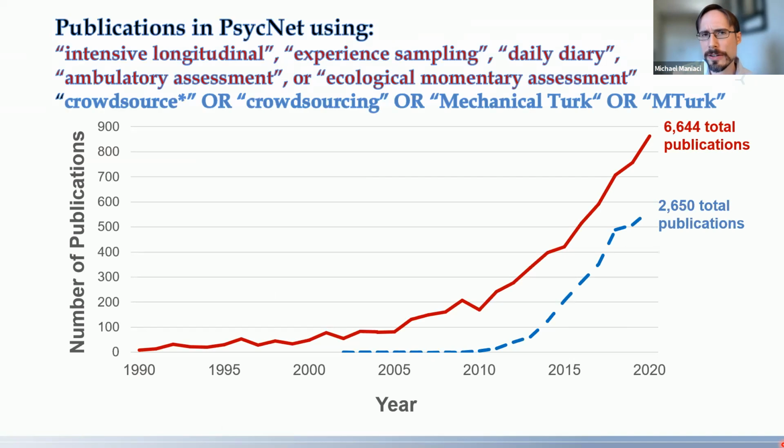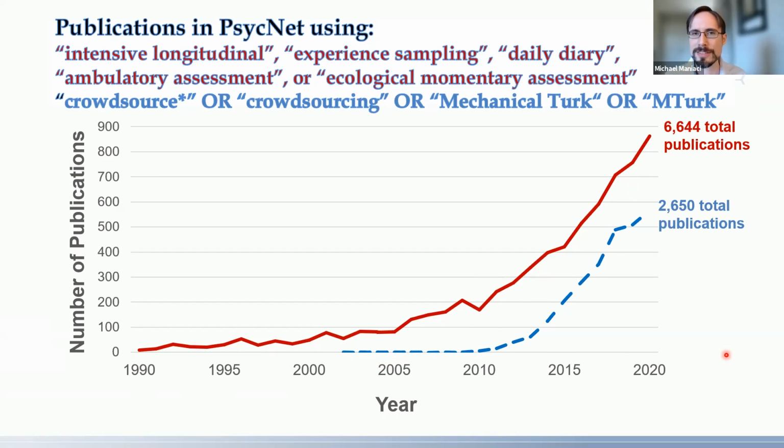So here's the same figure showing explosive growth in various terms related to intensive longitudinal designs with this red line. And also I added here a blue dashed line showing the explosive growth in publications that have mentioned either crowdsourcing or Mechanical Turk or MTurk. And this isn't meant to be comprehensive. I know there are many other crowdsourcing services and panel services besides Mechanical Turk. But I just want to illustrate the explosive growth in these two, let's say, methodologies.